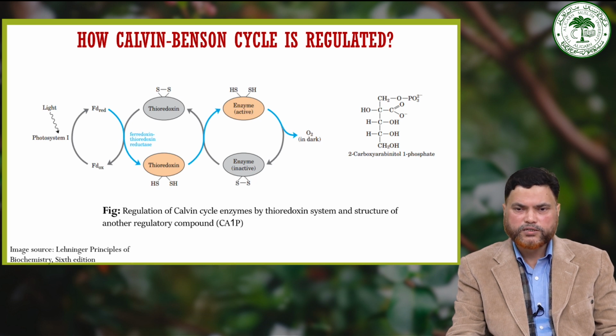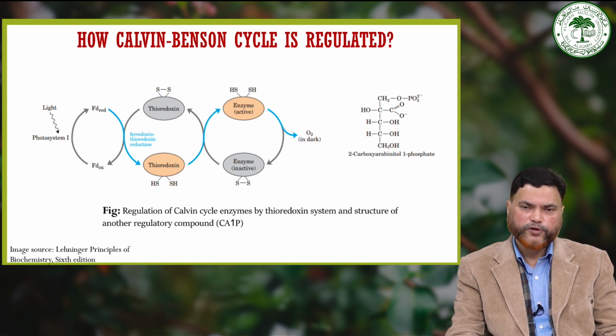The ferredoxin-thioredoxin system plays a crucial role in regulating enzymes involved in the Calvin-Benson cycle, including fructose 1,6-bisphosphatase, sedoheptulose 1,7-bisphosphatase, phosphoribulokinase, and NADP glyceraldehyde 3-phosphate dehydrogenase. How is this regulation achieved? That could be achieved through the interconversion of thiol and sulfhydryl forms of cysteine residues within the enzyme protein.